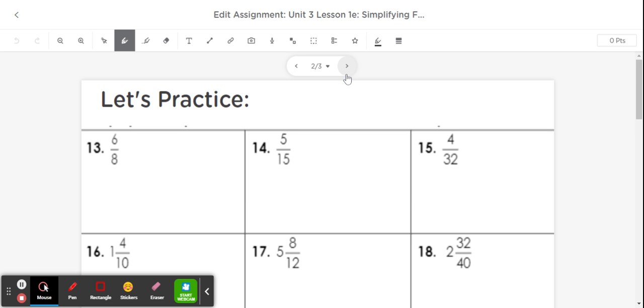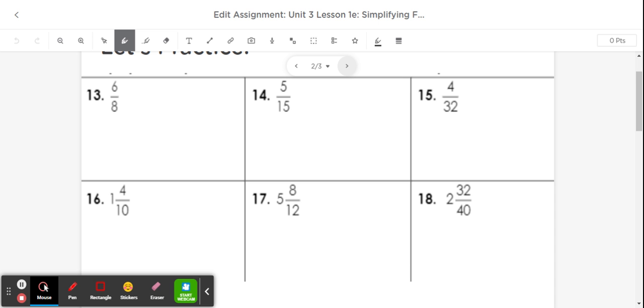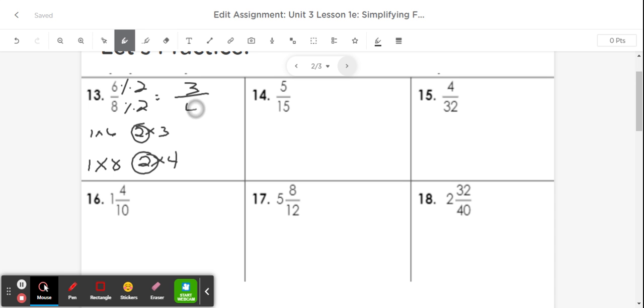All right, here we go. Let's practice. So, again, writing the factors, 1 times 6, 2 times 3, 1 times 8, 2 times 4. Well, the greatest is 2, so if I divide this by 2, divide this by 2, I get 3. 6 divided by 2 is 3. 8 divided by 2 is 4, so 3/4.